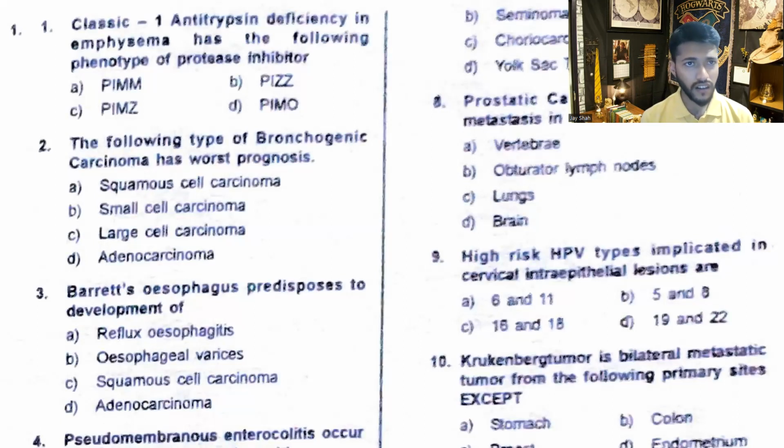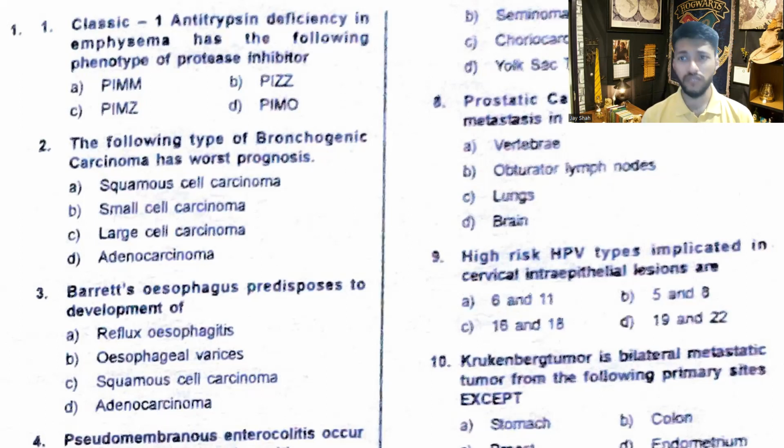Classic alpha-1 antitrypsin deficiency in emphysema has the following things. So see, PiMM. MM means it is all good. M is the normal allele. ZZ means it's a severe thing. And MZ is moderate. And M0 is no allele. So classic is a severe thing. So the severe thing is PiZZ.